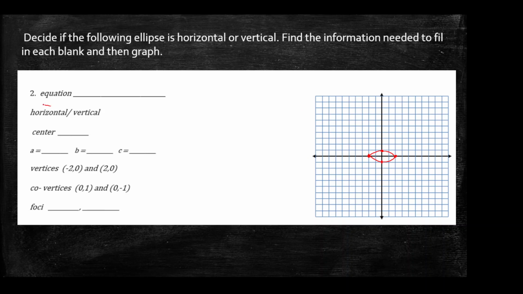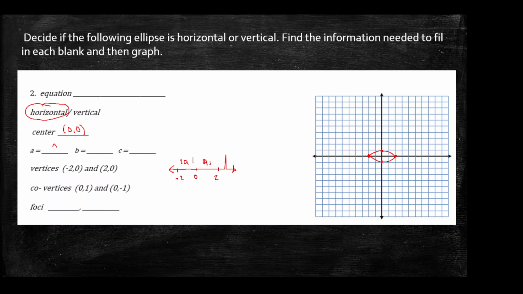Well, first off, this is horizontal. That's a given just by looking at the picture. The center is at 0, 0. What's my A value here? Well, the distance from the center to the end of my vertices, right? And so if I put that on a number line, here's my 0, and I go to -2 and 2. My A value here is 2. That's the absolute value between these two.